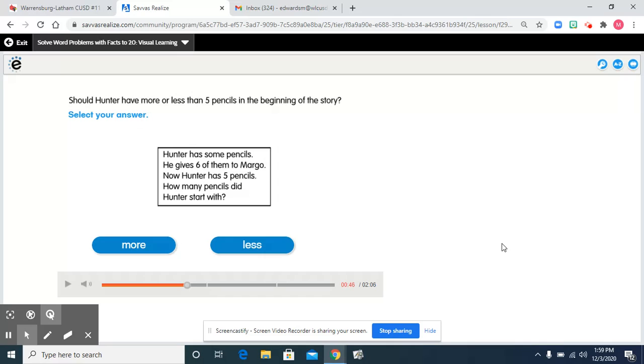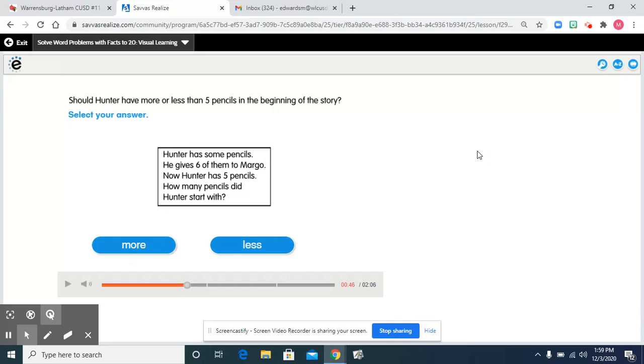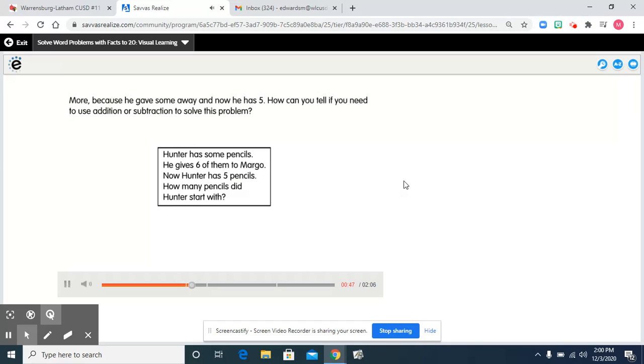Hunter has some pencils. He gives 6 of them to Margot. Now Hunter has 5 pencils. How many pencils did Hunter start with? And the question is, should Hunter have more or less than 5 pencils at the beginning of the story? Well, it says Hunter has some, and then he gives away 6. But he still has 5 left. So Hunter would have to have more. More, because he gave some away and now he has 5.